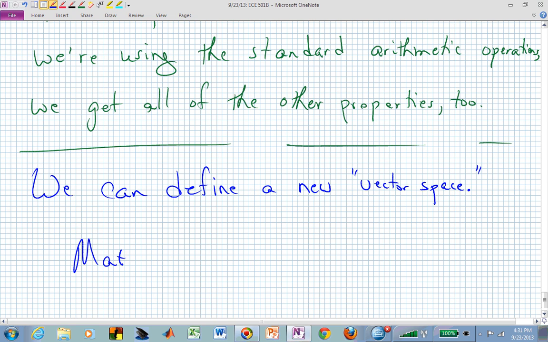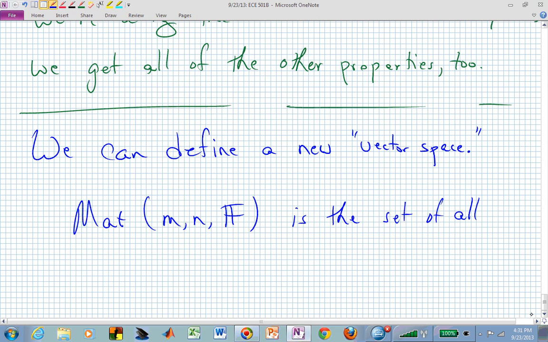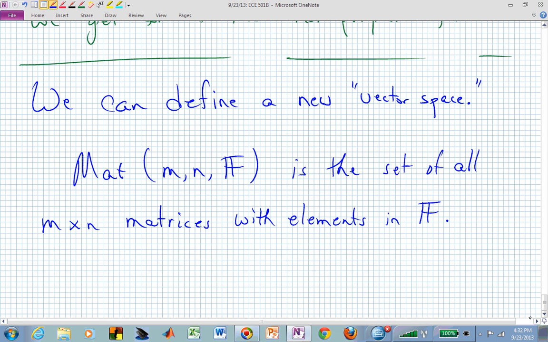Which is, let's say, matrix, m rows, n columns on the field of numbers F. And this is now the set of all m by n matrices with elements of that matrix in this field of numbers F, be the real numbers or the complex numbers.